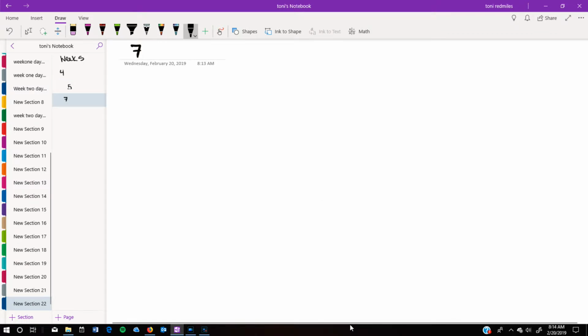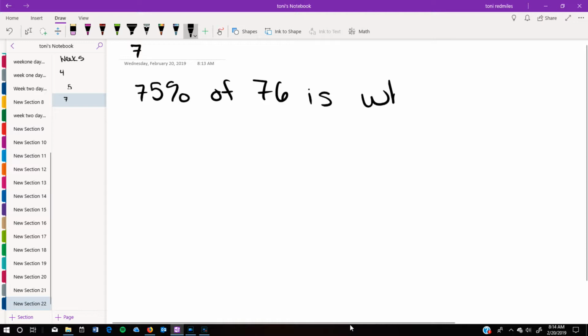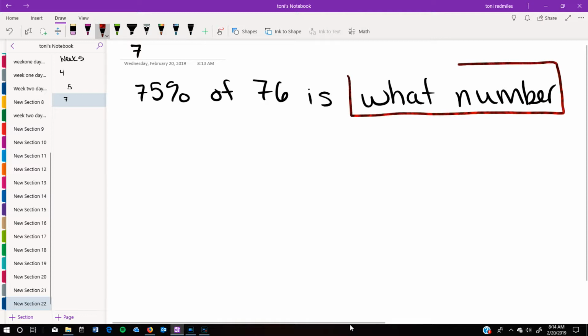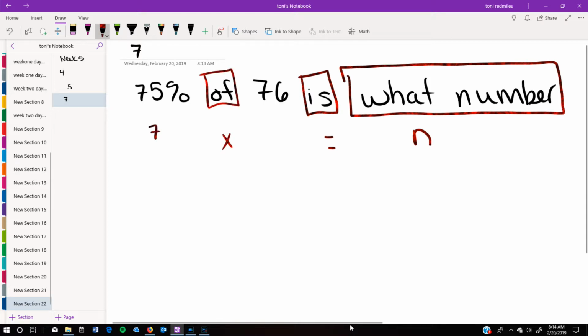So in number 7, they want you to write an equation. So 75% of 76 is about what number? The "what number" is my n, "of" means multiply, and "is" means equals. So for this first one, I'm going to do a fraction.